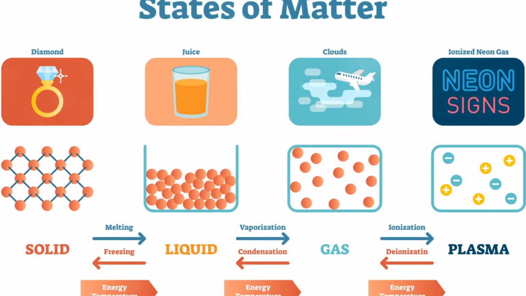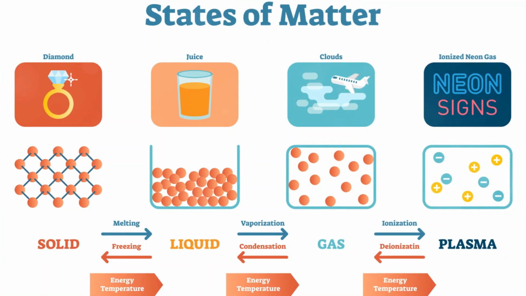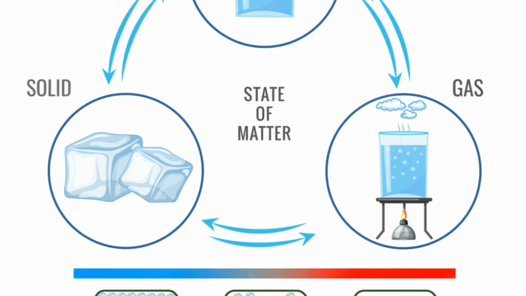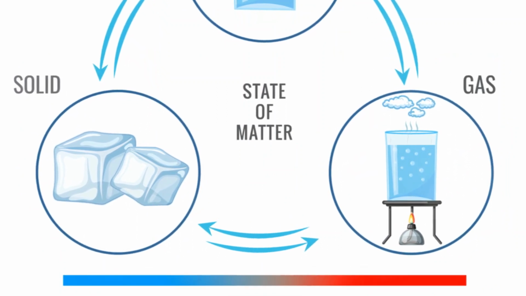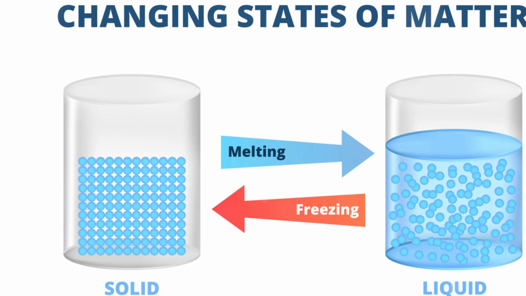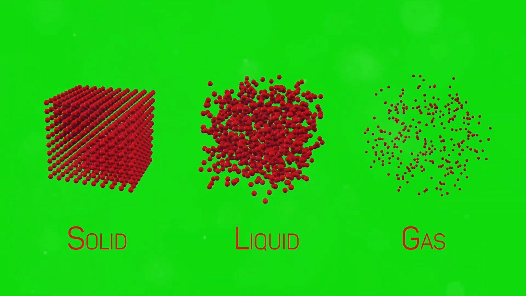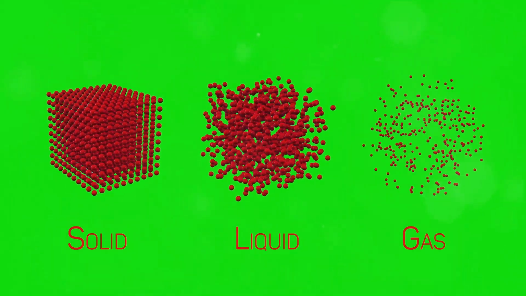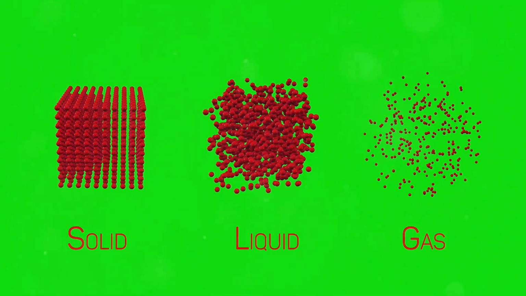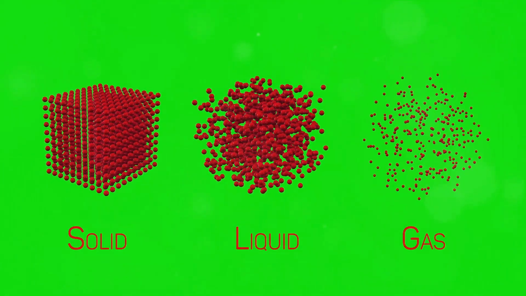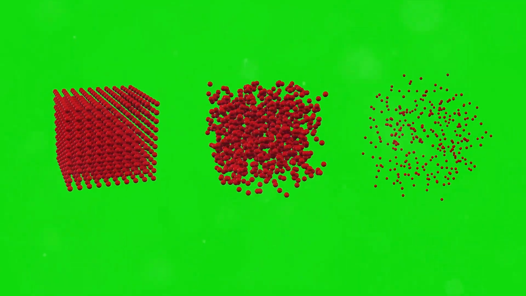And finally, question 3. Can you give an example of matter-changing states? That's a toughie, but I believe in you. Yes, water is a perfect example. When heated, solid ice melts into liquid water, and if heated further, it turns into steam, which is a gas. When cooled, the process reverses. Steam condenses into liquid water, and if cooled even more, it freezes back into solid ice.